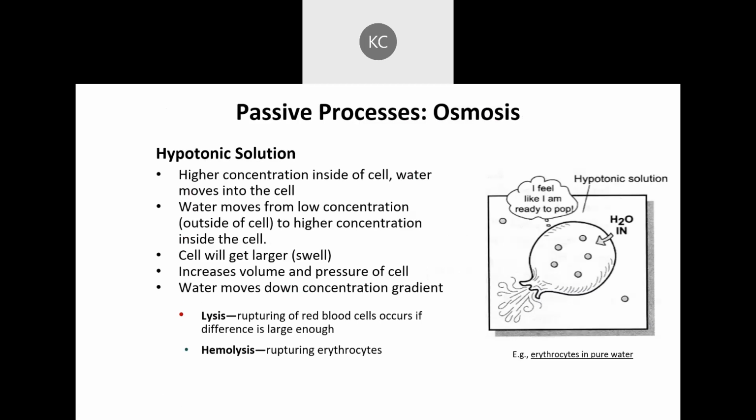All right, the second type of solution is a hypotonic solution, okay? In this case, we're referring to the inside of the cell being less concentrated than the outside, okay? So there's a higher concentration. I'm sorry, I said that backwards. There's a higher concentration on the inside of the cell than outside. So what that means is water is going to rush into the cell because on the inside, there's a very high concentration of solutes.